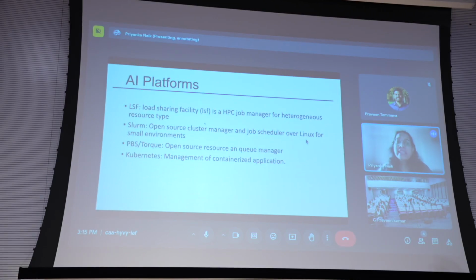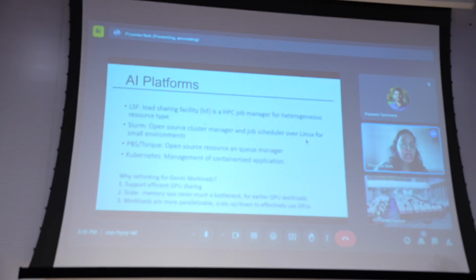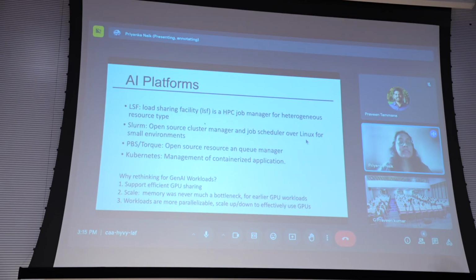But there needs to be a rethink on how these platforms are used for GenAI workloads, in terms of how they support, say, efficient GPU sharing. The support provided by your hardware, say new GPUs: are they efficiently being used? Can they be efficiently supported by your Kubernetes environment? All these need to be reworked, or if not, have to be enabled. Right? And they have to scale.